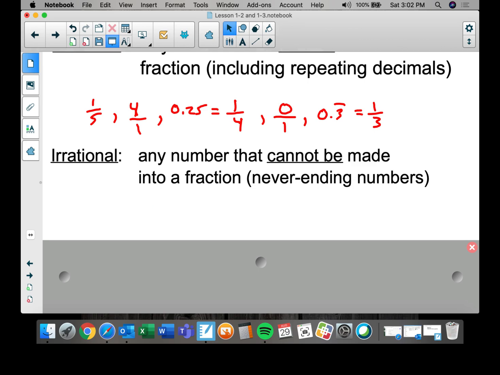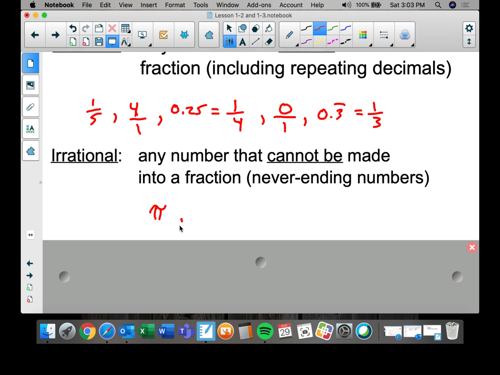The first one is the number pi. That would be an example of an irrational number because pi goes on forever and ever and therefore cannot be turned into a fraction. You might think pi is 3.14, but remember that's just an approximation. That's a rounded approximation of pi. It's not actually what pi equals.